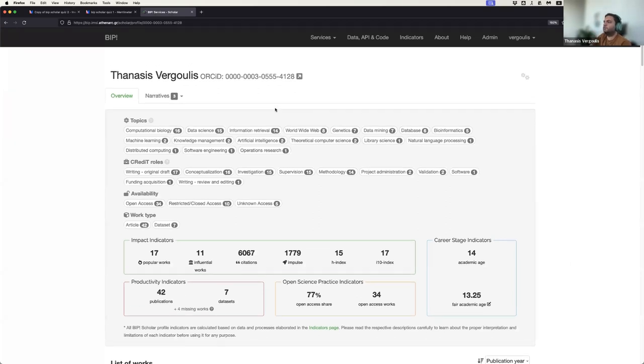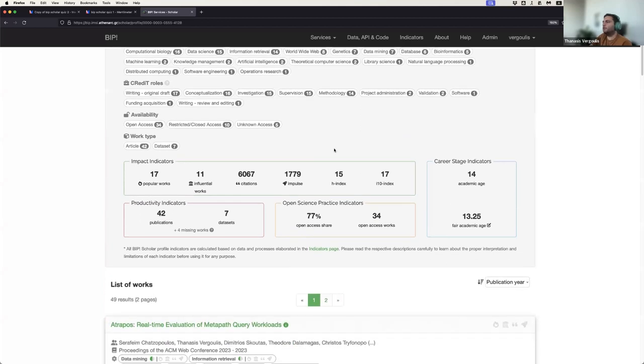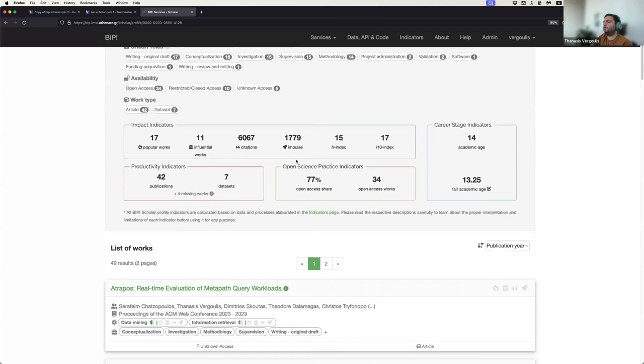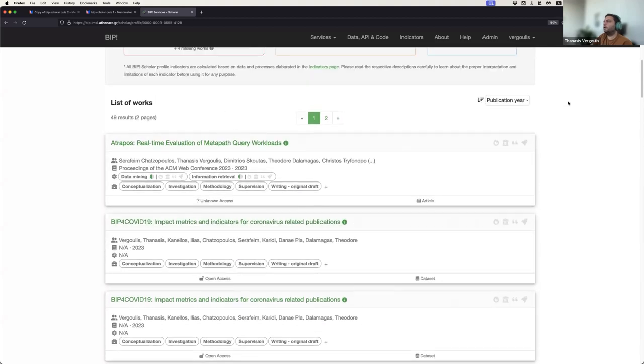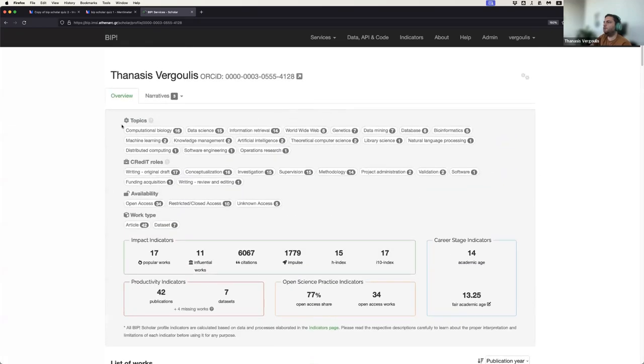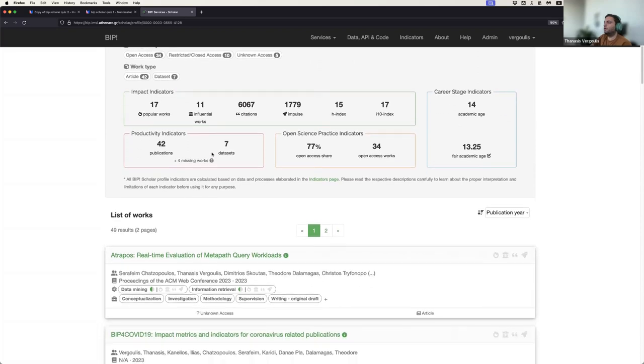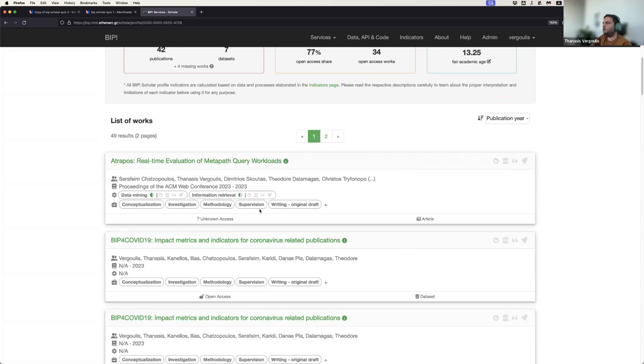I have included a lot of works in my ORCID profile, and then these works come here in the BIP Scholar profile. As you can see, you can find the list of works on the top. You can sort them based on different criteria, for example, publication year, which is the default, or based on a particular indicator. Then you get a summary of all the topics that these works have here on the top. You also get a summary of the different roles that the researcher had in these works, if these roles have been provided by the researcher.